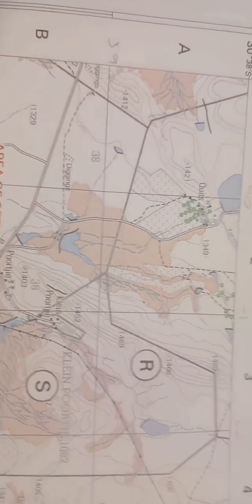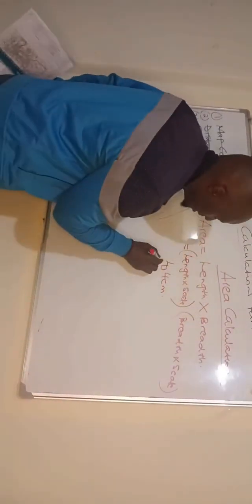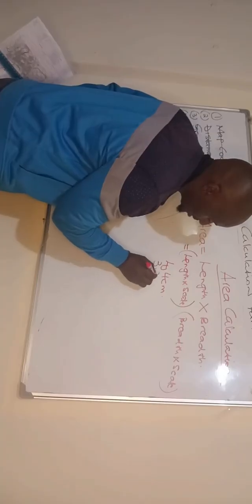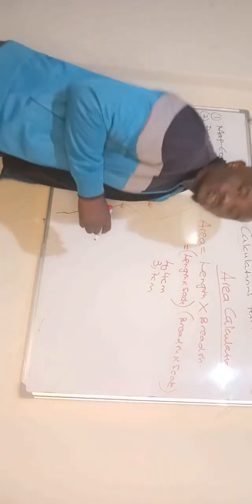Is it 3.7? Thank you. So we have got 3.7 centimeters. When you have measured, sometimes you are given the length, then you have to measure the breadth. Or again, if you're given both the length and the breadth, then you have to multiply.